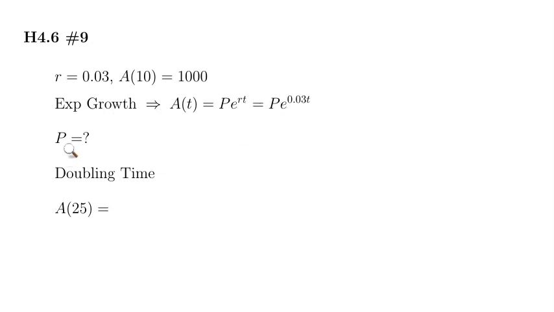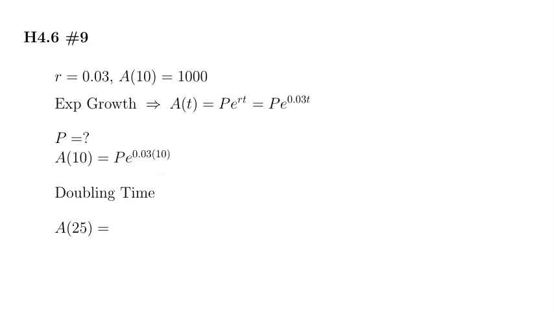Let's find the p-value using this second piece of information. We want to find P, but let's look at A of 10. Since we have a formula here, I'm going to plug in t equals 10. So we get P times e to the 0.03 times 10. If you simplify that, you get P times e to the 0.3. Then we know that this has to be equal to 1,000, so we set that equal to 1,000.